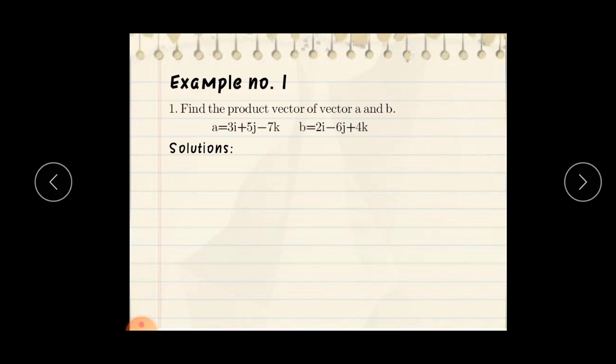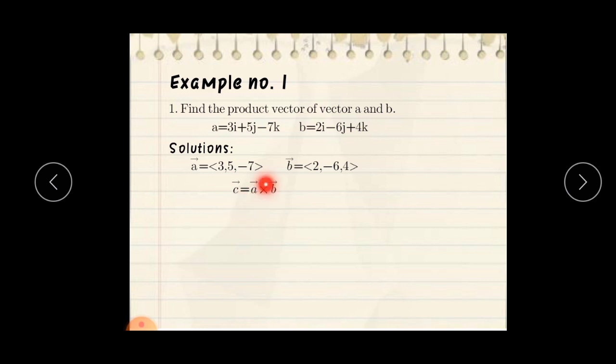And now we have example number 1. Find the vector product of vectors A and B, where A is equal to 3i plus 5j minus 7k, and B is equal to 2i minus 6j plus 4k. So we have the solution. The components of vector A are 3, 5, and negative 7, and the components of vector B are 2, negative 6, and 4.